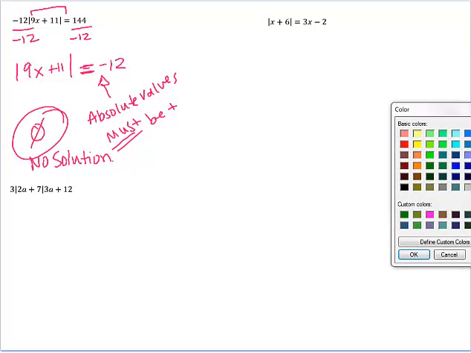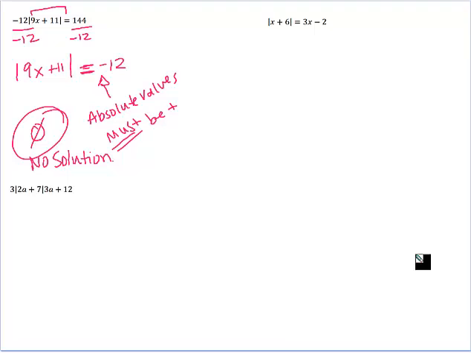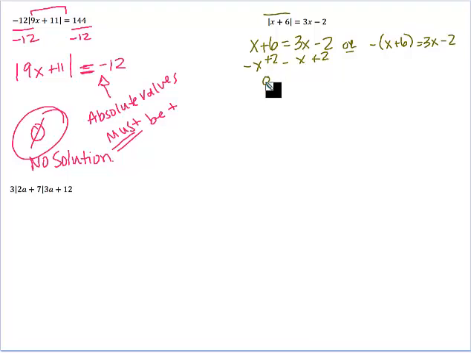Next step. Absolute value of x plus 6 is equal to 3x minus 2. Absolute value is alone, so write out your two equations. x plus 6 equals 3x minus 2, or negative x plus 6 equals 3x minus 2. Solving this first one, subtract the x from both sides and add the 2. So you get 8 is equal to 2x. Divide by 2, so x is equal to 4.